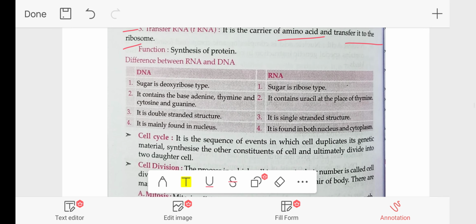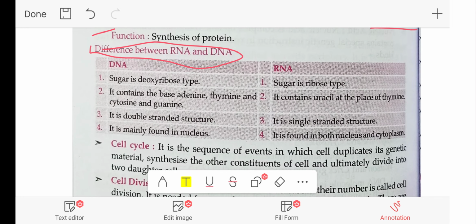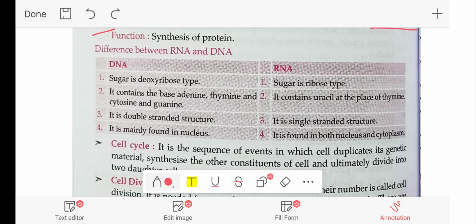Difference between RNA and DNA. In DNA, the sugar is deoxyribose type, but in RNA, the sugar is ribose type. DNA contains the bases adenine, thymine, cytosine, and guanine. RNA contains uracil in place of thymine, and everything else is the same. DNA is a double-stranded structure, but RNA is a single-stranded structure. DNA is found mainly in the nucleus, RNA is found in both nucleus and cytoplasm.